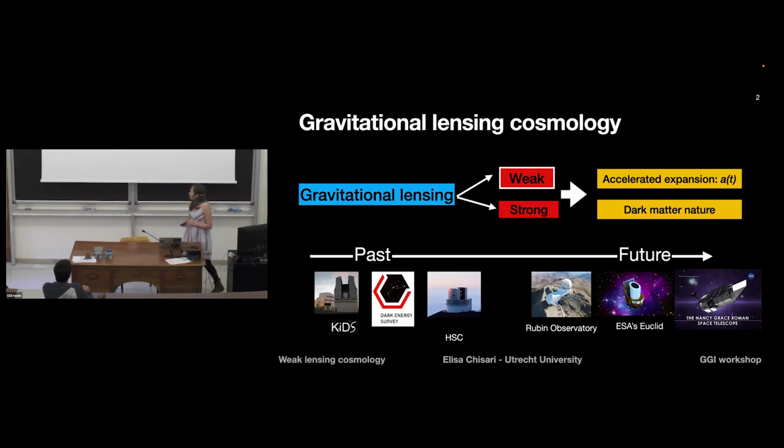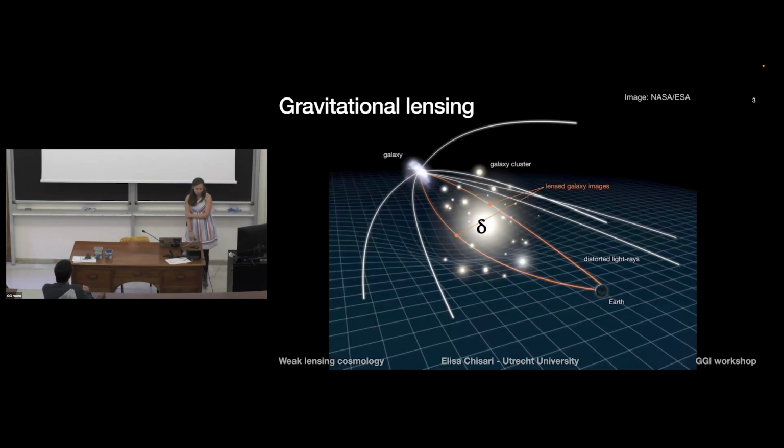We have a couple of surveys that are finishing. They completed data taking and they're processing their final data. So those are KiDS, DES, and HSC. And we're already starting the stage 4 surveys. So Rubin Observatory is already taking data, as well as Euclid. And then hopefully to be launched soon, the Roman Space Telescope.